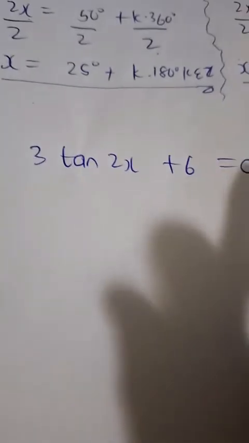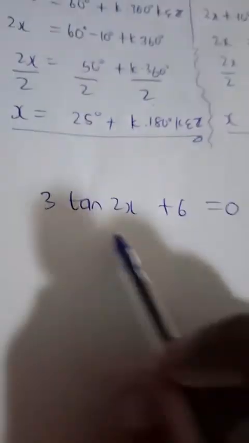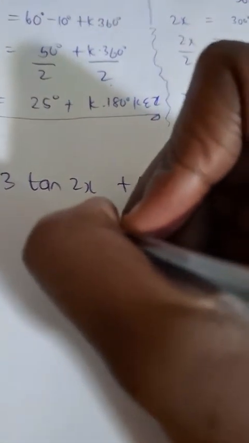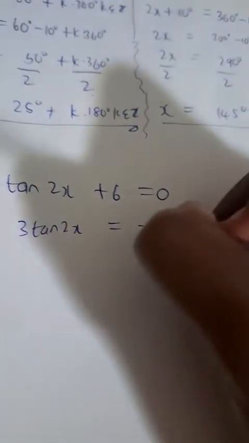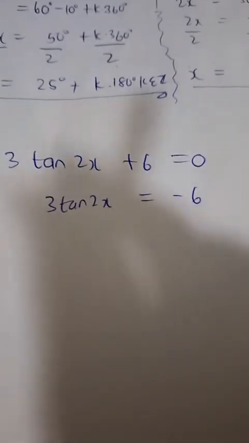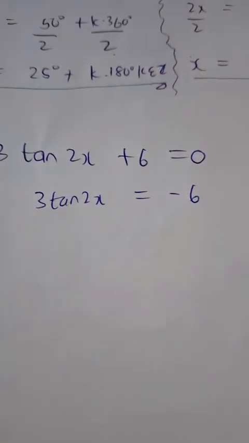We are going to isolate the trig ratio first. There's one trig ratio and a constant term. So we have 3 tan 2x is equal to negative 6. Here we need to do a bit of algebra before we can actually start doing the actual trig.